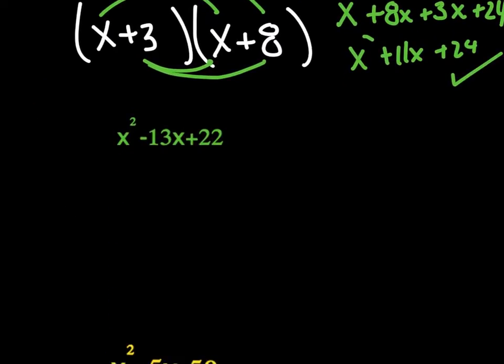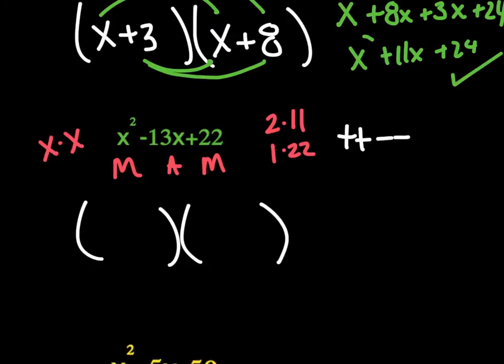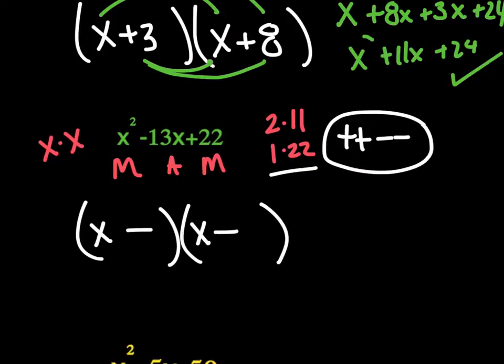All right, try this one. You've got it. Good luck. Pause it, see what you get. All right, so the notes I made to myself, ma'am, these were my multiples, 2, 11, 1, and 22, and I'm saying the signs have to be the same. And I want to get a negative 13, so I'm going to go minus, minus, and 2 and 11. That would give me 13. 1 and 22 would never work.